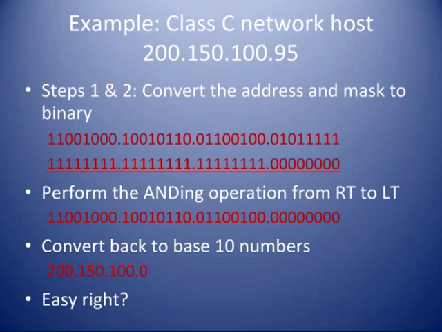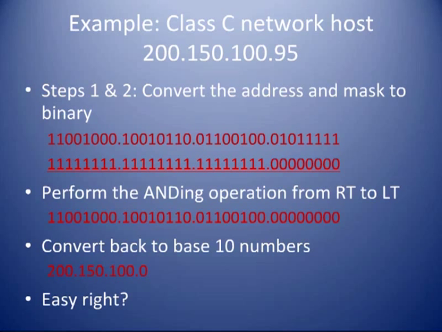So the base 10 numbers for this IP address, or what we call the dotted quad notation, is up there, 200.150.100.95. So the first thing that I've done to figure out what network we're on is that I've converted this IP address to binary, and we can see that here in the first line of red. And I hope that this particular color that I've selected isn't too brutal on your eyes. I tried to tone it down a little bit. Now, this is a Class C network, so what I've also done is taken the natural mask here, 255.255.255.0, and converted that to binary.